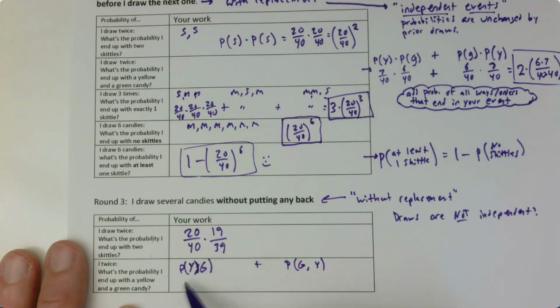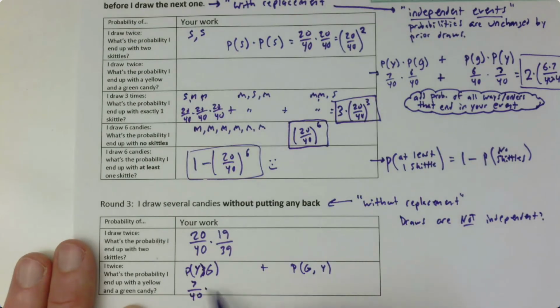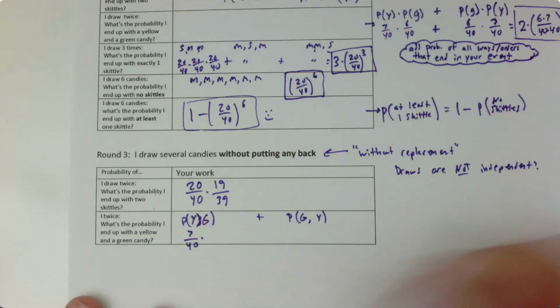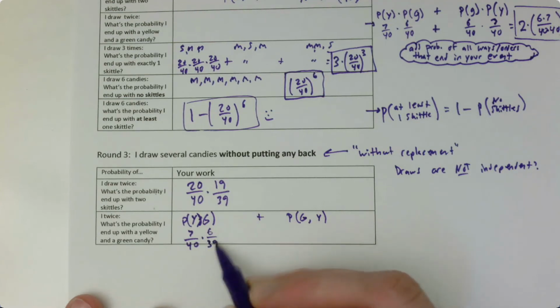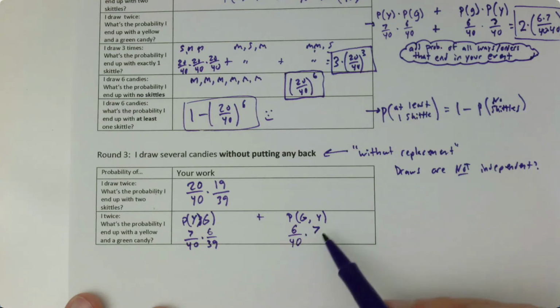So what is the probability I draw a yellow? 7 over 40, because there's, oops, there's 7 yellows out of 40 candies. Once I've drawn a yellow, that hasn't changed how many greens there are, so there's still 6 greens total. But now there's only 39 candies. Let's think about the other way. What if I draw green first? So there's 6 greens. I'm imagining 40 candies. But then once I've drawn my green, there's 7 yellows left, because that hasn't changed. But now there's only 39 candies because I've already drawn the green.